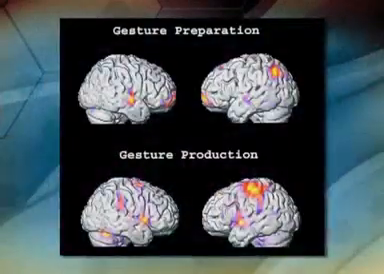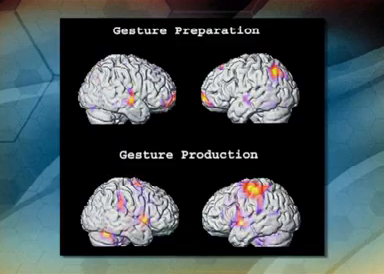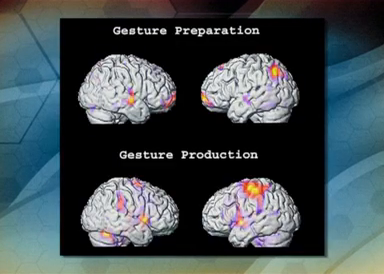Now, fMRI is a useful tool for giving a general sense of what brain region is active. It has a resolution, as you can see in the image, of about 1 millimeter, perhaps a few millimeters. And so it gives us a general sense of what part of the brain is active.